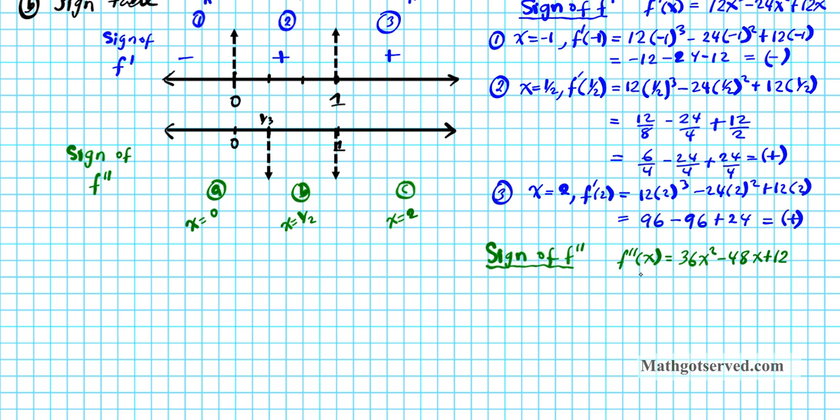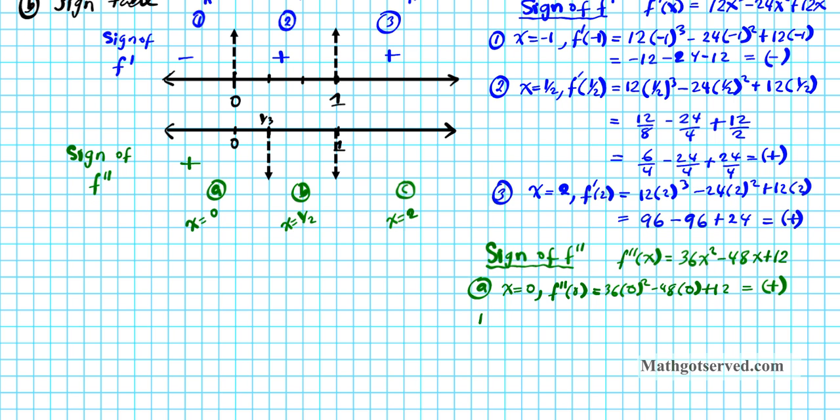So this is what we're going to be plugging our test values into to determine the sign of f double prime. All right? So let's start with interval A. We're going to be testing x equals 0. So what we're looking for here is f double prime of 0, which you can clearly see is just 12, okay? Because if we have 36 times 0 squared minus 48 times 0 plus 12, the zeros cancel out all of this, so we're going to end up with a positive result. Okay, so on the first interval, f double prime is positive.